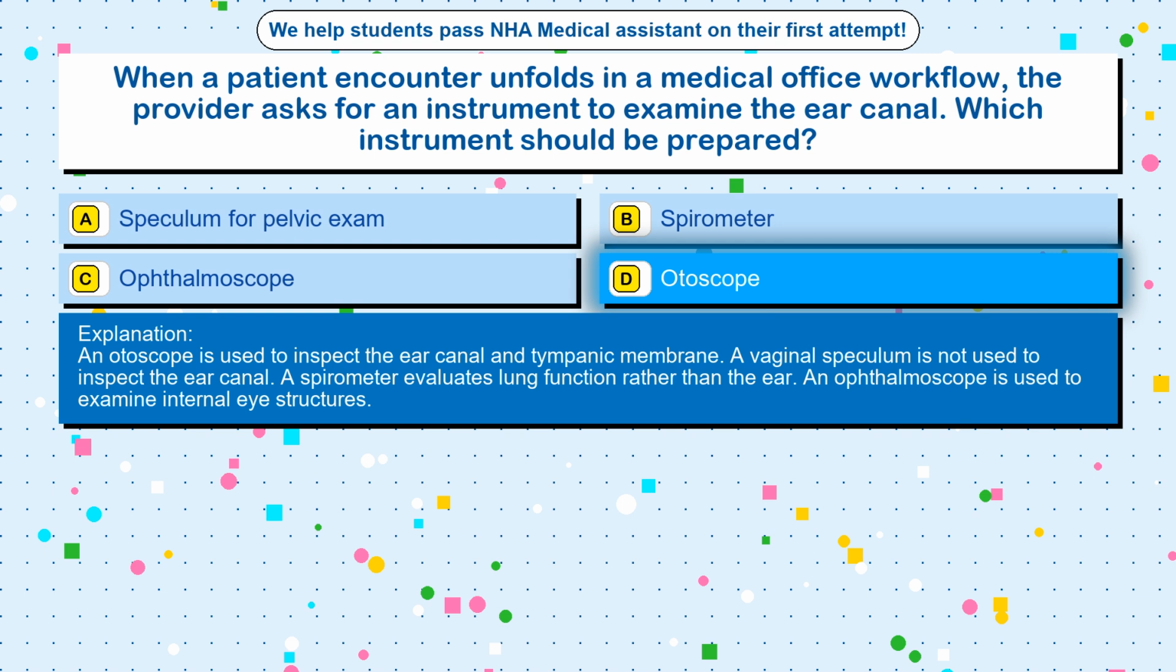A vaginal speculum is not used to inspect the ear canal. A spirometer evaluates lung function rather than the ear. An ophthalmoscope is used to examine internal eye structures.